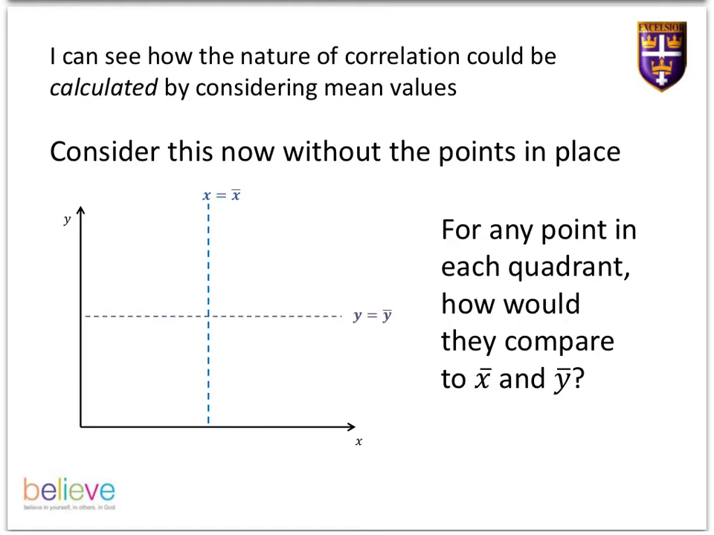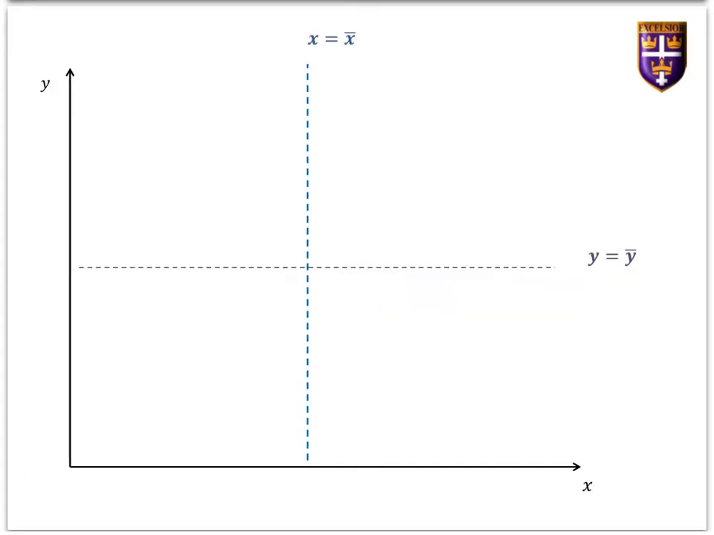What we need to do next is to think about what would be the outcome of any point being in any one of these 4 different quadrants. So for example, a point in this quadrant, look at the coordinates for this point, how would they compare to the value of x bar and y bar? And a similar thought, what about the coordinates of a point here? How would its coordinates compare to x bar and y bar and so on?